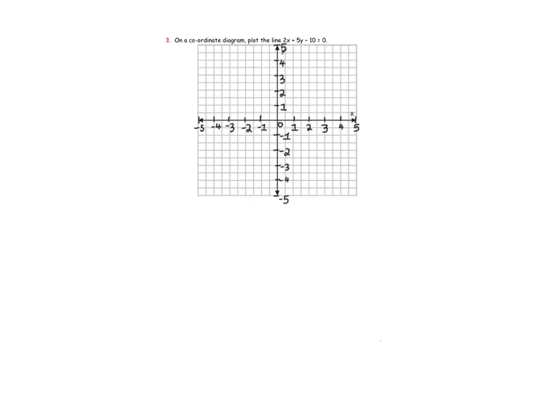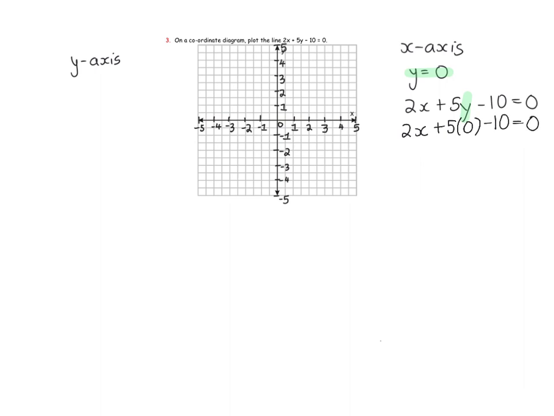Example 3 asks us here to plot the line 2x plus 5y minus 10 is equal to 0. So again, we need to figure out where this line cuts, first of all, the x-axis, and secondly, the y-axis. We know that when it cuts the x-axis, y is going to be equal to 0. So the first thing we do is we write out 2x plus 5y minus 10 is equal to 0. Of course, we need y to be equal to 0. So every time we see y, we're going to replace it with 0. This becomes 2x plus 5 times 0 minus 10 is equal to 0. 5 times 0 is 0, so this just stays as 2x minus 10 is equal to 0.